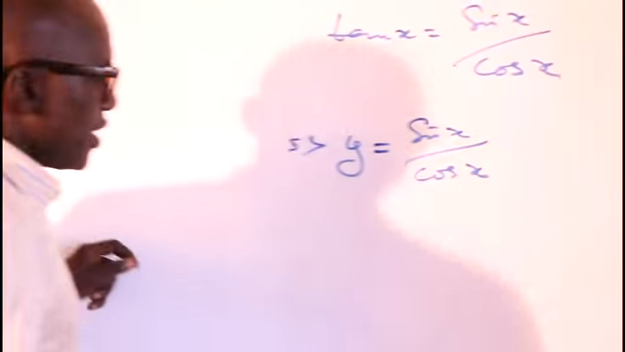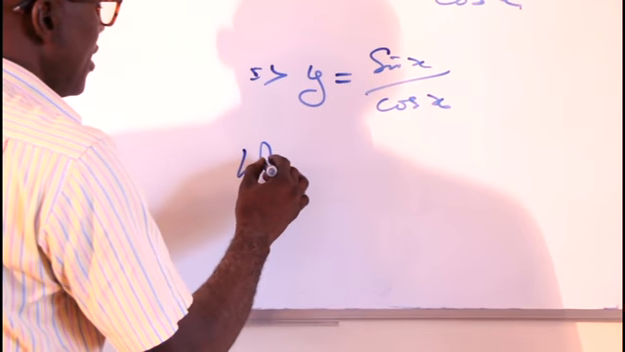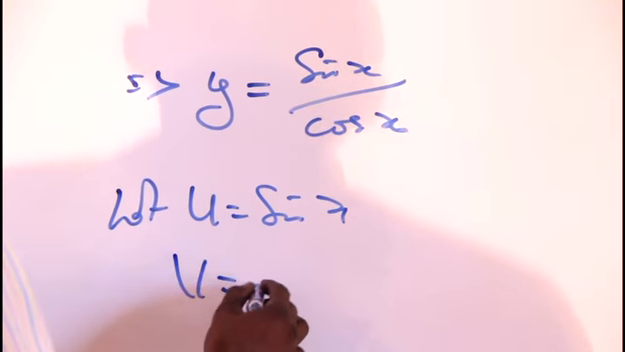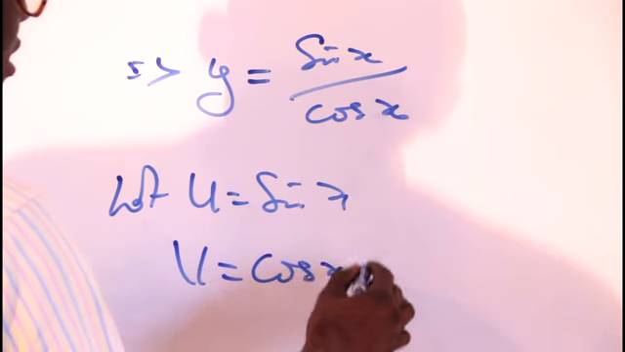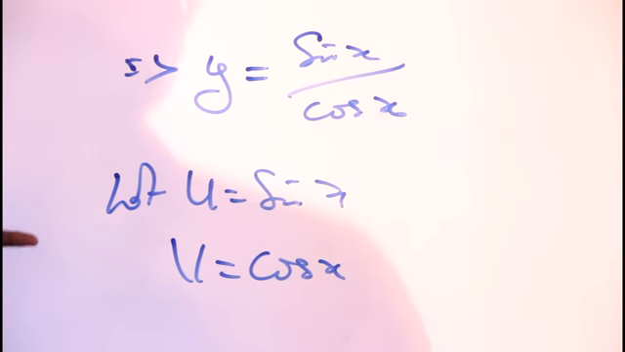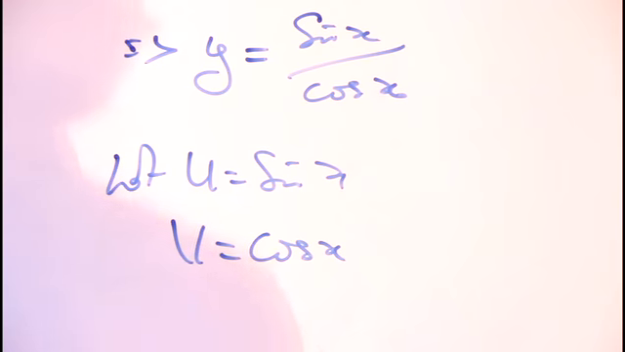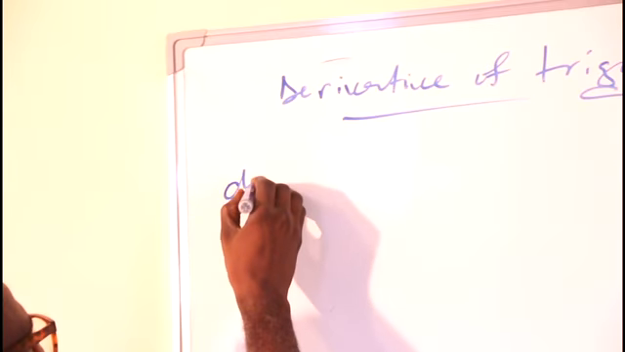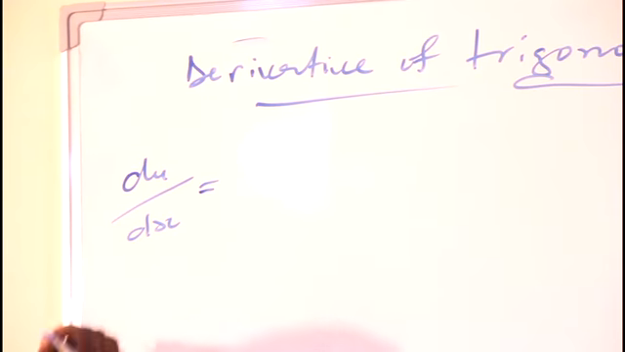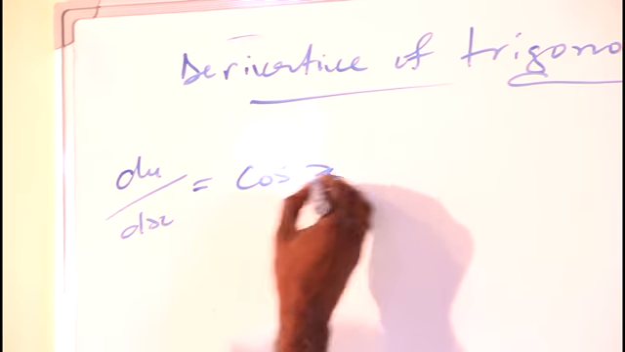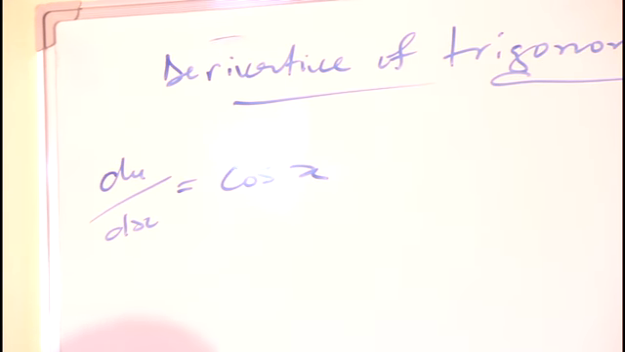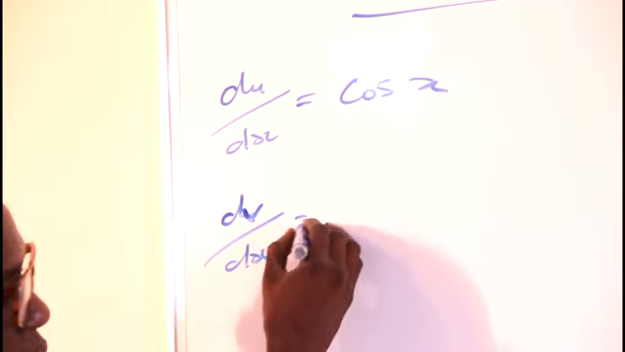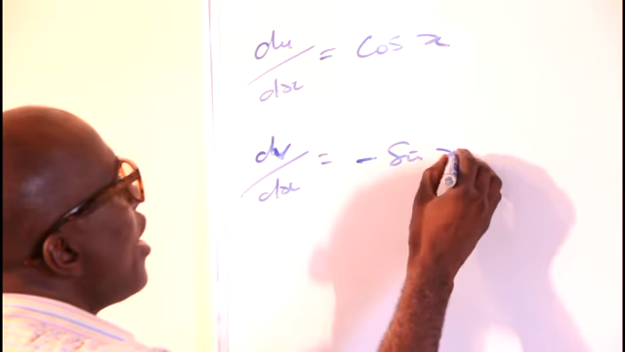Now we are finding this. So I will now say, okay, let u be equal to sine x and v be equal to cos x. If I have this, what is the derivative? The derivative of the function u with respect to x, du over dx, will be equal to cos x. Then the derivative of the function v with respect to x, that's dv over dx, will be equal to minus sine x.